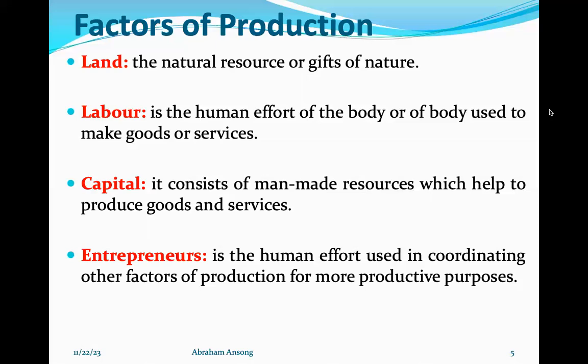So we have factors of production that we have to know. For any type of production, you must have some interplay of these factors. These factors must work together in order for any production to be effective. All right. So the first is land. So we have the natural resource or gifts of nature, right? In law, it may have a different explanation, but we're just taking the basic understanding of what land is. So it's a natural resource or gifts of nature.